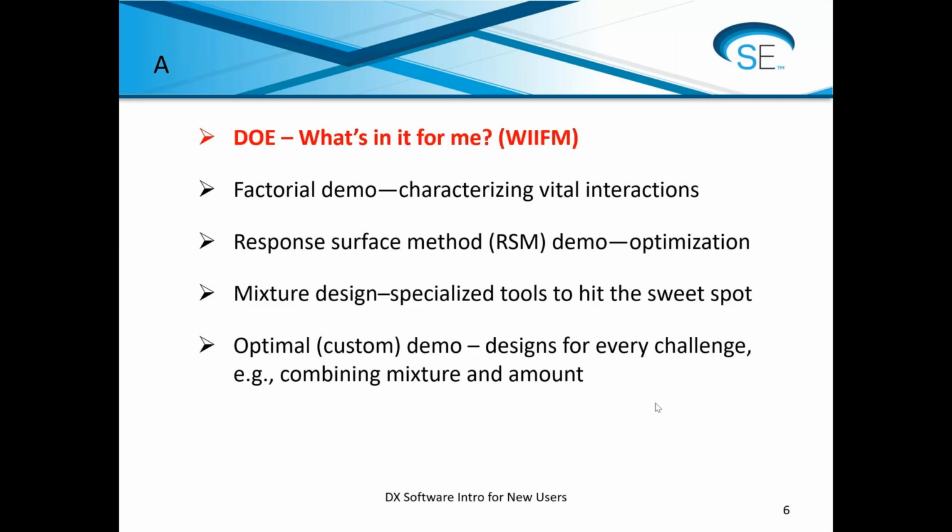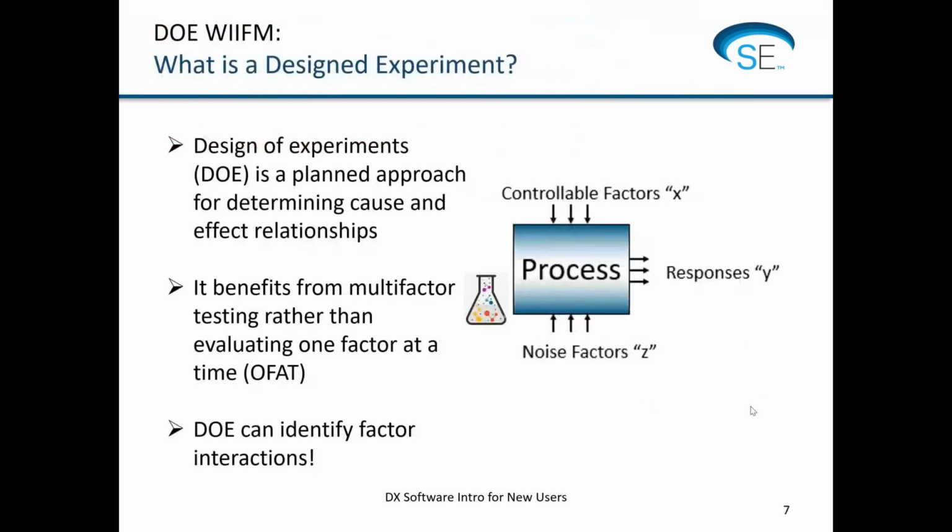So, what's in it for me? As experimenters, as engineers, as chemists, we often view the world as a process, with controllable factors and responses. Our job is often to come up with some relationship, some understanding of how the controllable factors impact a response. Keep it simple.